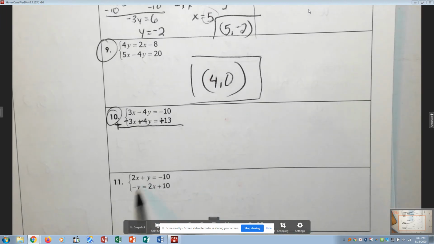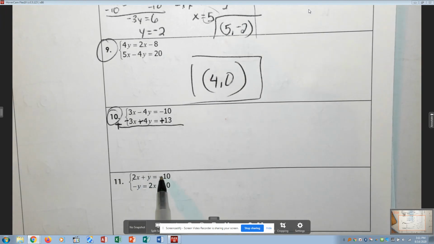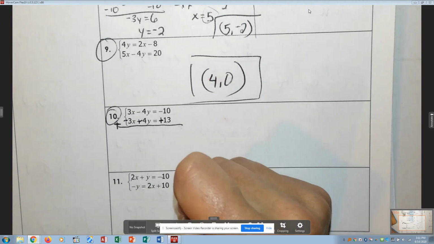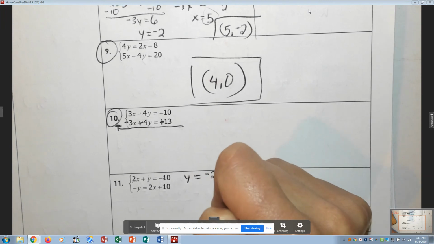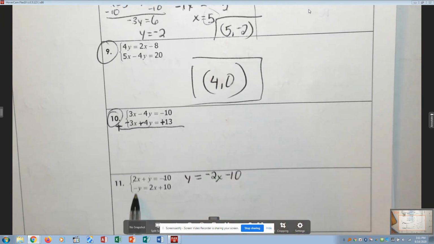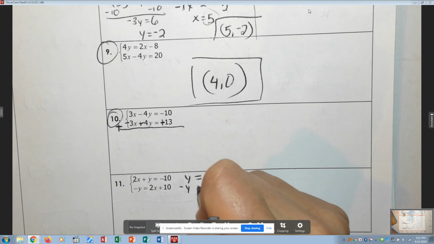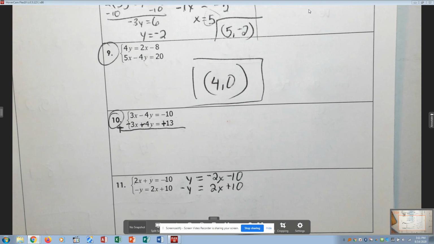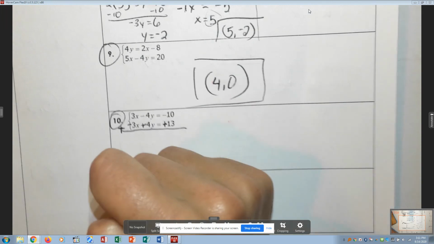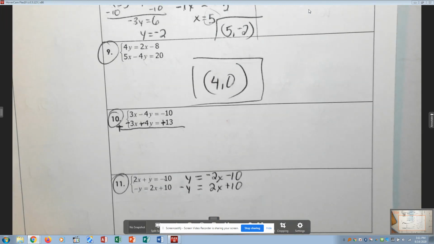11, we have to line everything up. So I'm going to subtract 2x from both sides. So I get y equals negative 2x minus 10. And down here, I've got negative y equals positive 2x plus 10. So what's happening here? If you guys could please do 10 and 11 for me, we'll come back in a moment and talk about it.